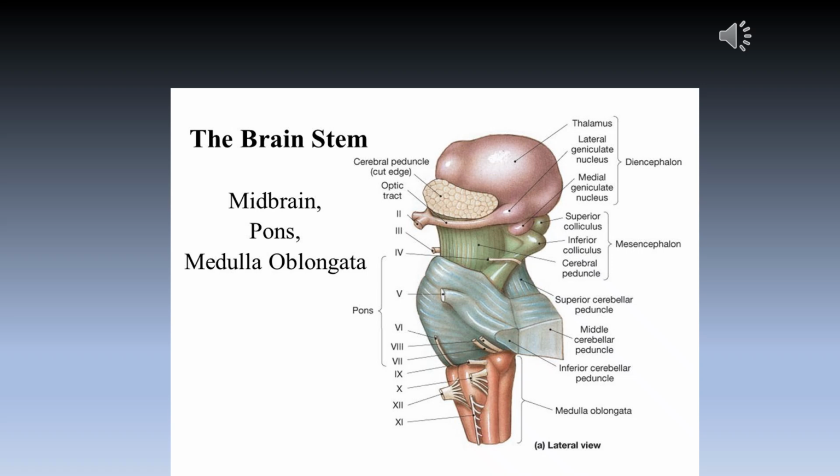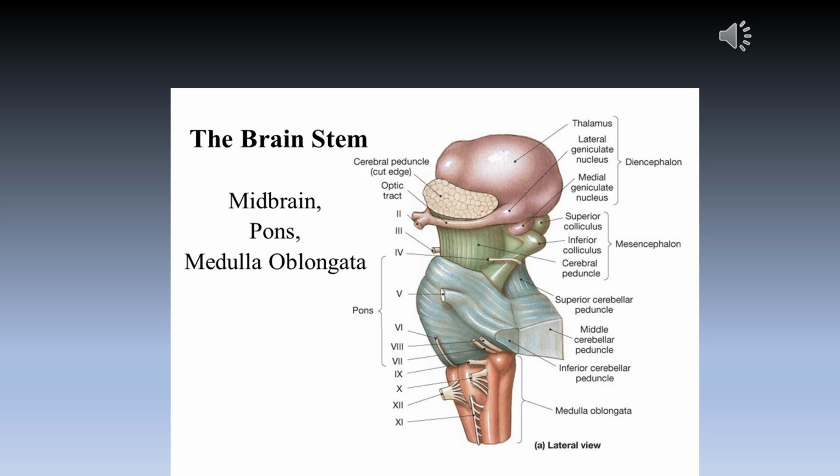See there the superior colliculus. That area of the midbrain is called the tectum, the roof of the midbrain. So there are two superior colliculi and there are two inferior colliculi. All taken together, they are called the corpora quadrigemini.